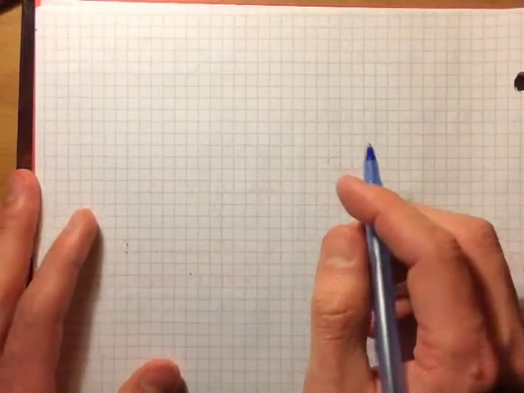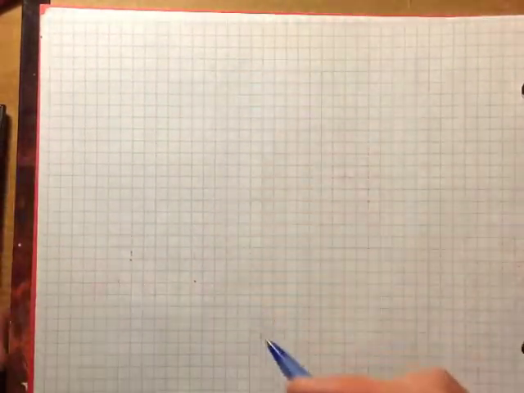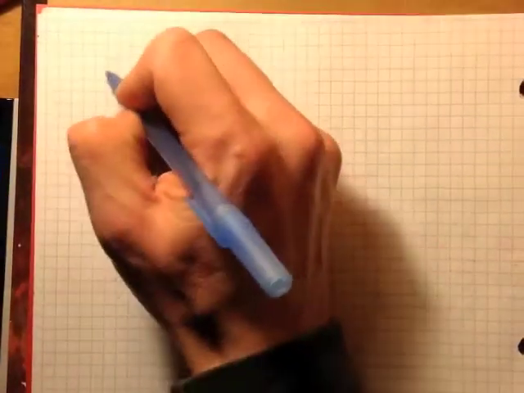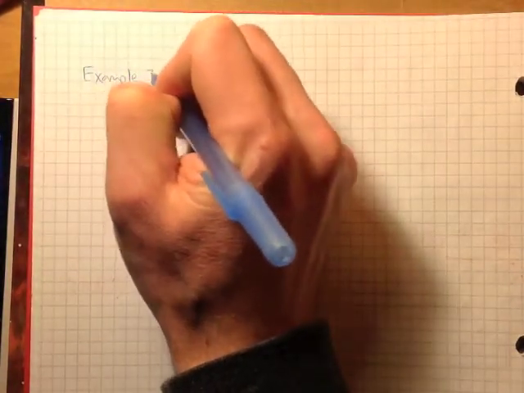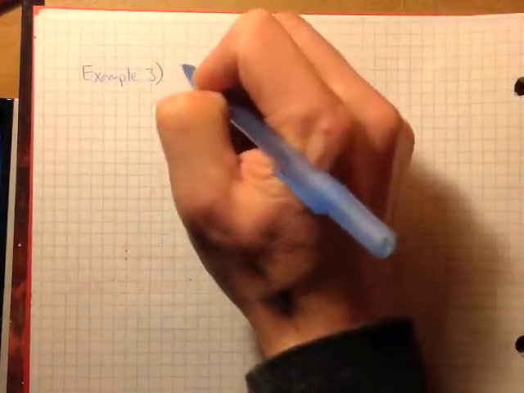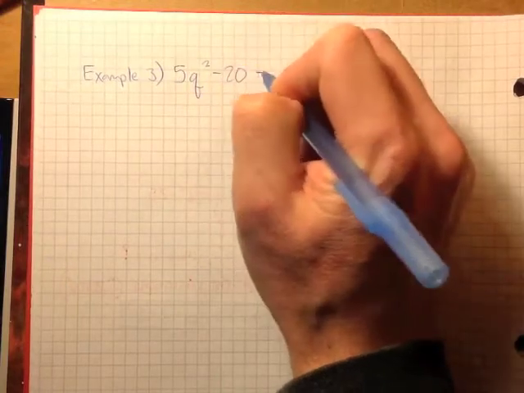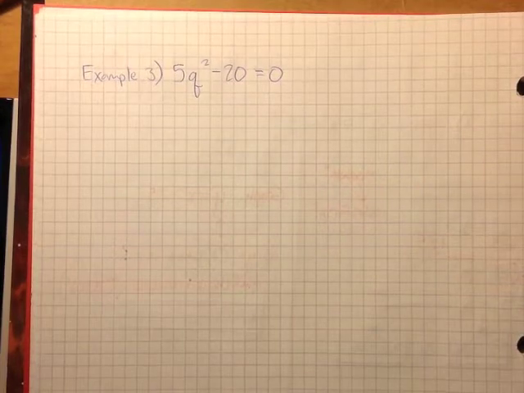I'm going to solve these equations by square rooting, just because I think that's what you probably need more practice with, even though solving by graphing is very easy to do, and it will always work for you. But I want to do a couple more solving equations by square rooting. So let's look at example 3. How about this one? 5q squared minus 20 equals 0. Let's solve that by square rooting.